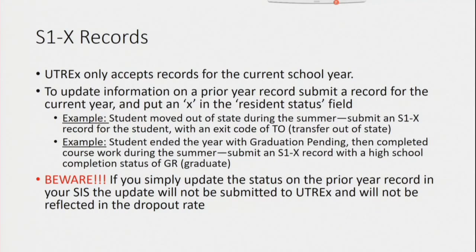Another example is a student who ended the previous school year with graduation pending in their high school completion status code, and if they finished their requirements during the summer and now they're a graduate, you can submit the S1X record with the high school completion status code of GR, and UTREX will update their final exit code. And as soon as you make those S1X record changes and submit to UTREX again, you should be able to go into that dropout report, and that student should no longer be showing up in there as a dropout.